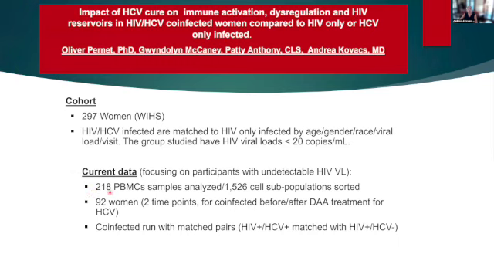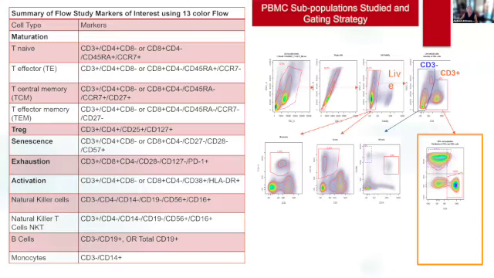We've now studied and analyzed samples from about 218 PBMCs. A huge number of subcells are sorted, and I'll go over that. And 92 women for whom we have two time points, before and after DAA, we are now analyzing this data. And these are the markers we're studying.